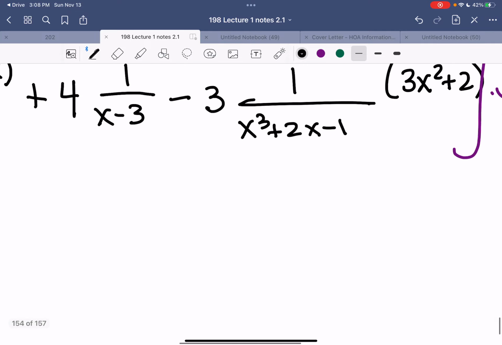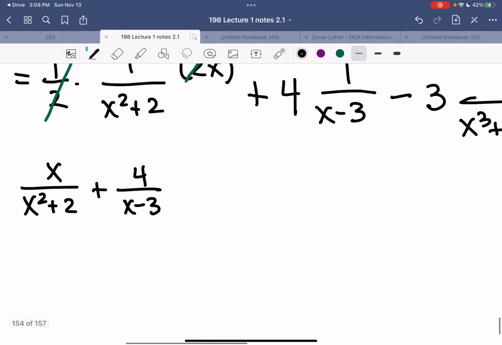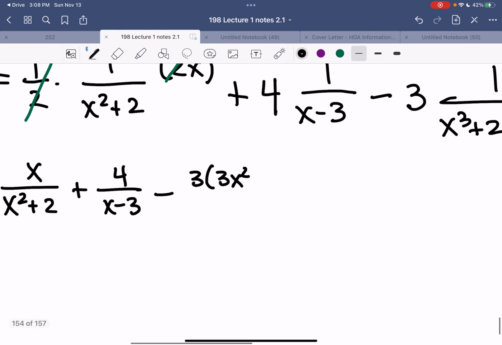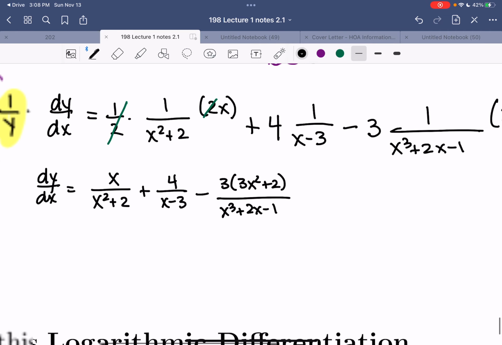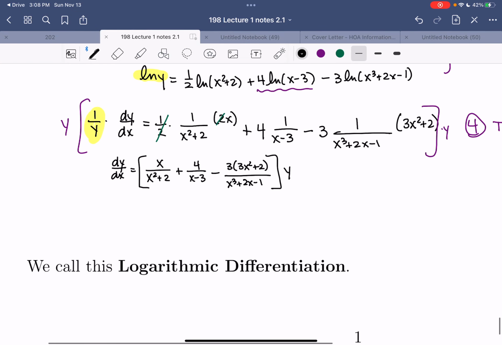In our last term, we have 3 times 3x squared plus 2. So minus 3 times 3x squared plus 2. And that's over x cubed plus 2x minus 1. And I'm multiplying all of that by y because I'm multiplying on both sides.